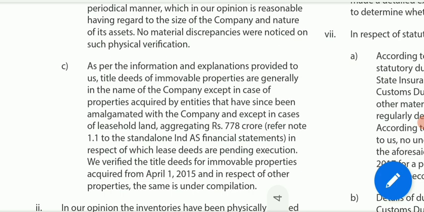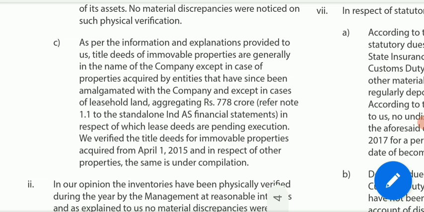So they are properly disclosing also that except in case of properties acquired by entities that have since been amalgamated with the company, and except in cases of leasehold land aggregating rupees 778 crore, in respect of which lease deeds are pending execution, we verified the title deeds for immovable property acquired from April 1, 2015. So likewise you have to disclose. I hope you are clear how the matters relating to fixed assets have to be disclosed in the audit report.